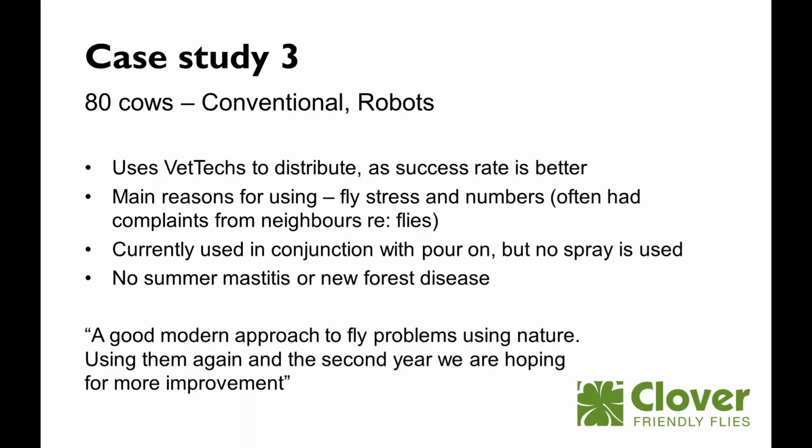And then the third case study we've got was an 80 cow robot herd. They use our vet techs to distribute them, which we try to encourage as many of our clients to do as possible. The vet techs will just turn up, distribute the parasites and leave again, and the farmer never really has to worry about them. He uses them for reducing the amount of stress and complaints from the neighbours. He still uses a bit of pour-on, but no spray, and he's had no summer mastitis or New Forest for a good while now. So they're pretty happy.